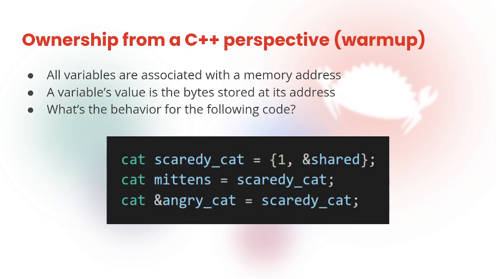Okay, so let's start with ownership from a C++ perspective. There are some basic things that you learn when you learn C++ in 31, 32. All variables are associated with a memory address. A variable's value is the bytes stored at its address. So let's take a look at this sample C++ code. What would be the behavior in memory when these lines of code execute? Ideas?